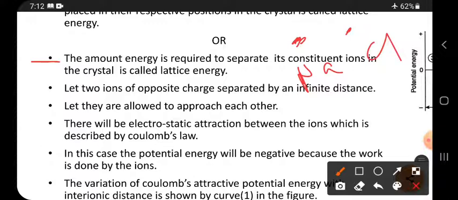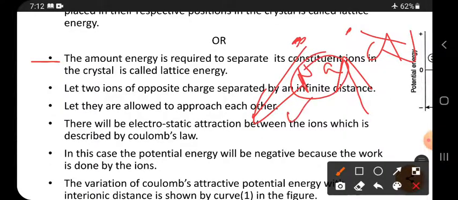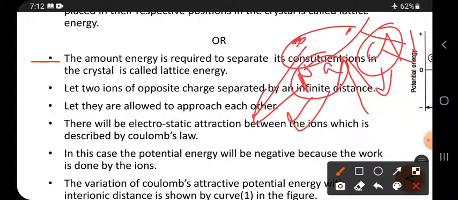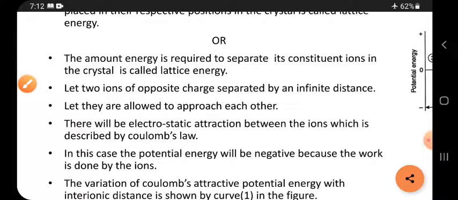So if you supply the energy, what happens? This ion comes this side and this ion comes this side. That means we are simply removing the cations and anions from the crystal. So an amount of energy is required. How much energy is required to separate these ions? That energy is called lattice energy.